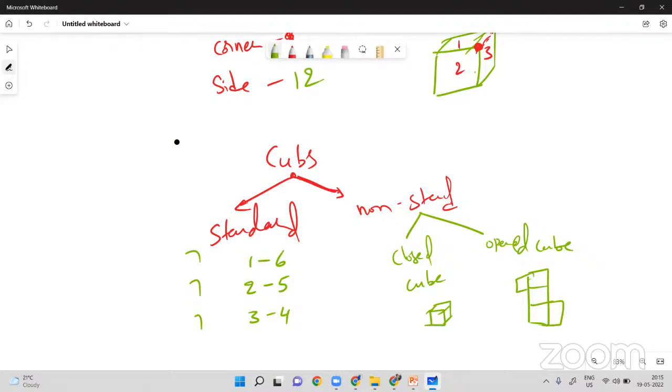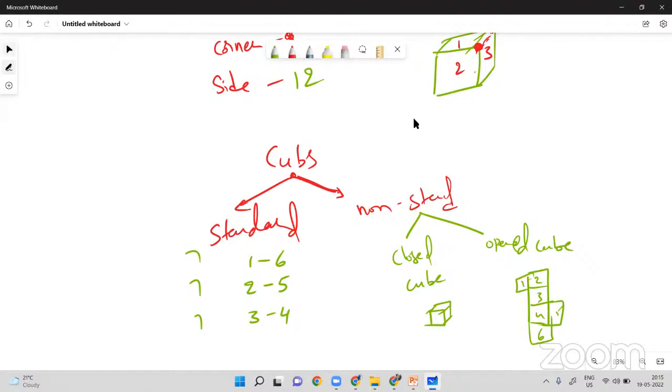Are you getting it? So the numbers will be like this: 1, 2, 3, 4, 5. Tell me what is the opposite face of 5. Tell me what is the opposite face of 6. Tell me what is the opposite face of 4. Questions like that will be given. One cube will be opened so that we can see all the sides in a single frame. But in closed cubes, we can see only three faces. So these are the different cubes we have.